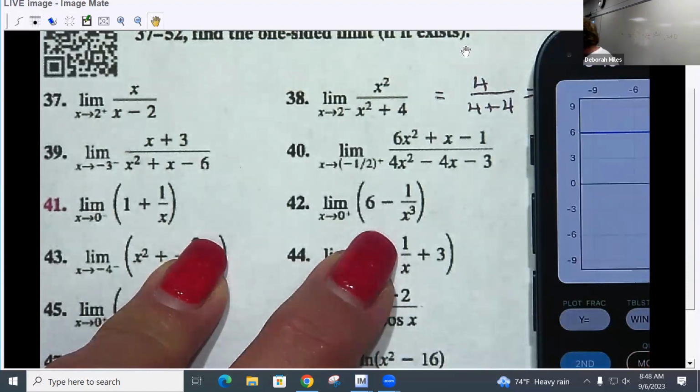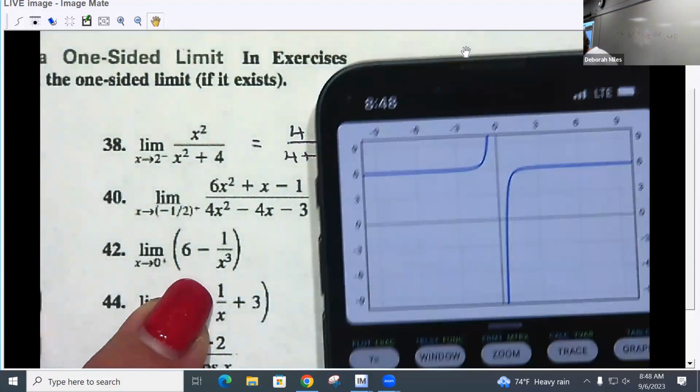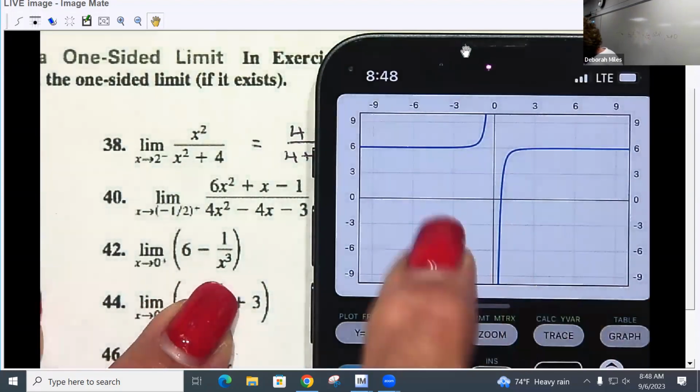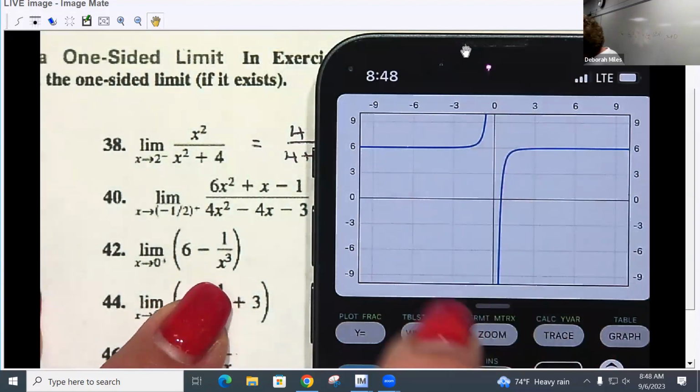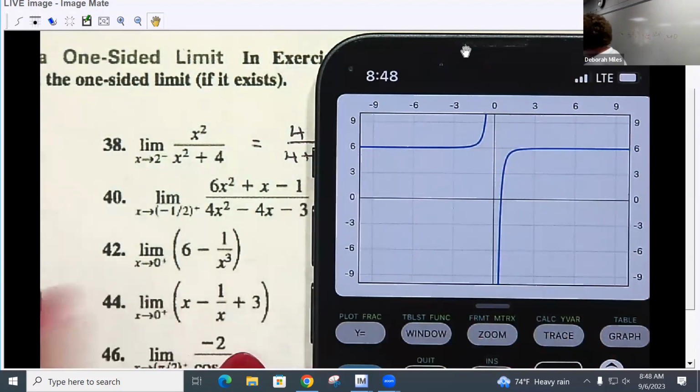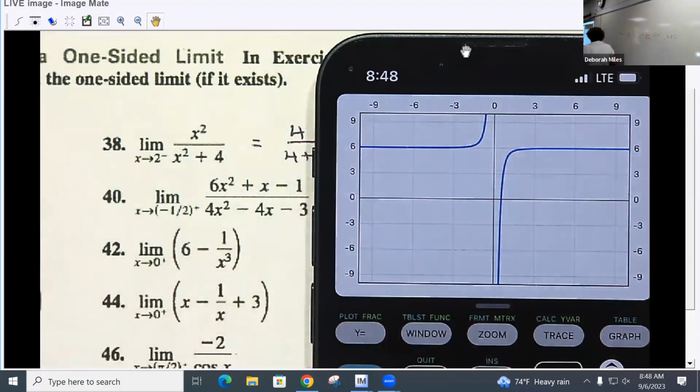Graph it. And sure enough, I can see that there's a vertical asymptote at 0. I'm just going to look back at the problem to see which one-sided limit it's asking for. It's asking as x approaches 0 from the right. Here's x equals 0. As this graph approaches 0 from the right, what will you write for that infinite limit? Negative. Your y's are going to negative infinity.